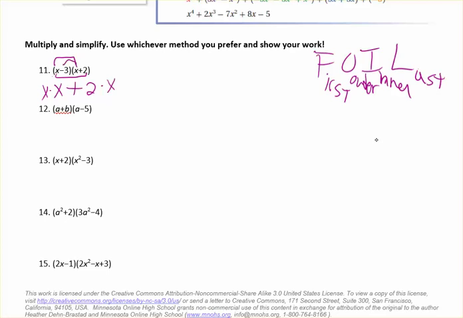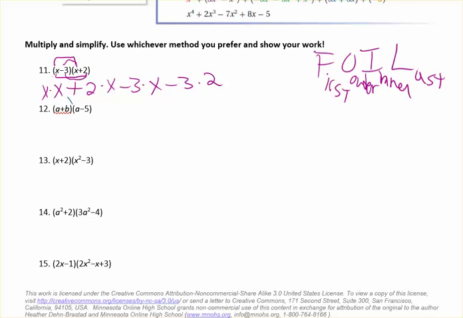And then the inner times the inner is the two closest to each other. So that would be minus 3 times x. And then finally you would do the last times the last, which would be negative 3 times 2. And then you simplify each of these.